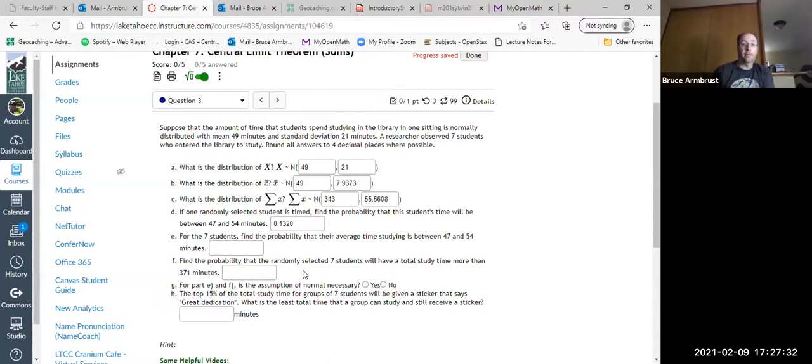Not sure. Okay, well, here's what we're looking for. We're trying to find the probability that their average time is between these numbers. So which of these 3 shows average? Okay, good, Allie. It's part B. Remember, the symbol for average is the bar on top. So this right here, that's your average. That's your mean. So we're going to use part B.